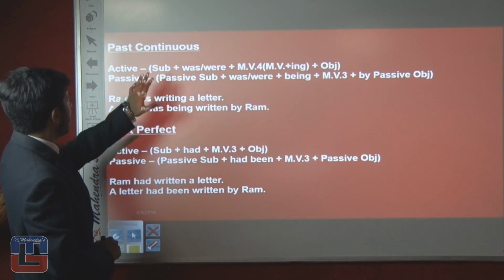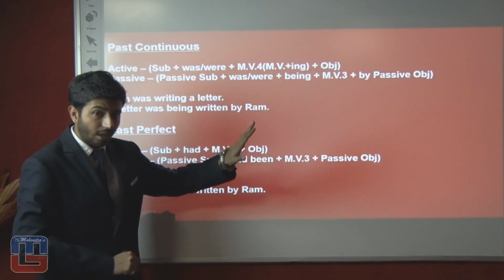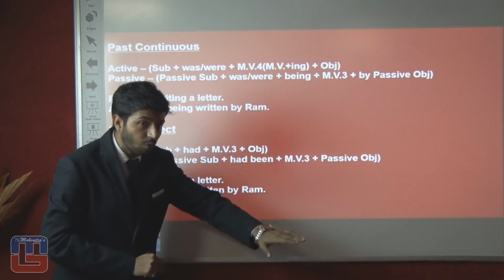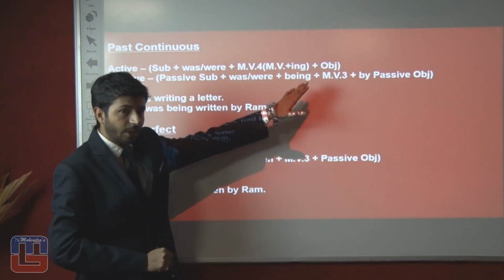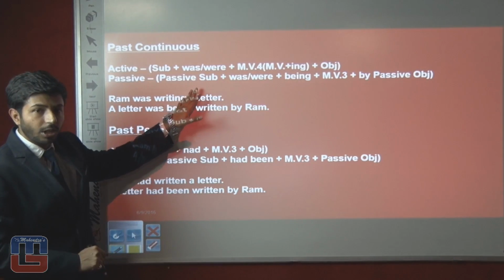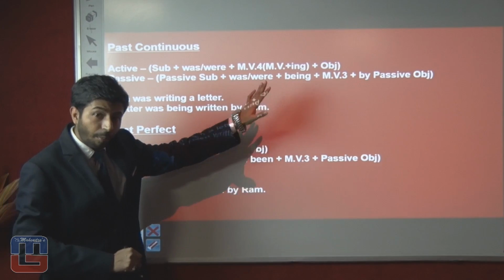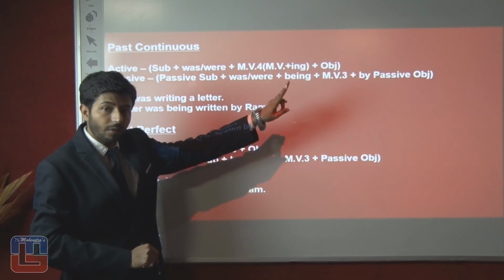The past continuous structure says, in active voice, subject plus was, where was is used as a helping verb, and the main verb is in the fourth form or ing form, known as the main verb fourth form, plus object. And the structure of the passive voice: passive subject, the object of active voice becomes the subject of passive voice, plus the same helping verb, was, plus being, which should be used to make a difference, plus main verb third form.